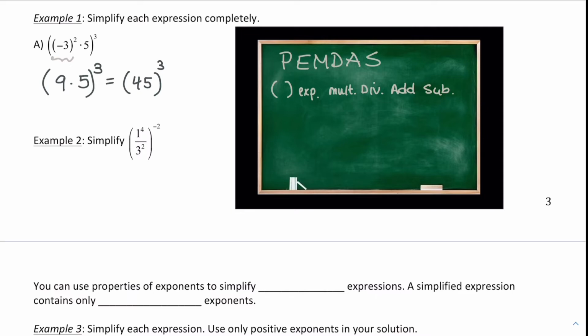Now, we've simplified the expression, and we could have also written, maybe somebody might think that they're supposed to write it as 9 to the third power times 5 to the third power. And that would be correct. But if we're following PEMDAS, we're going to do it in the way that I had just explained.